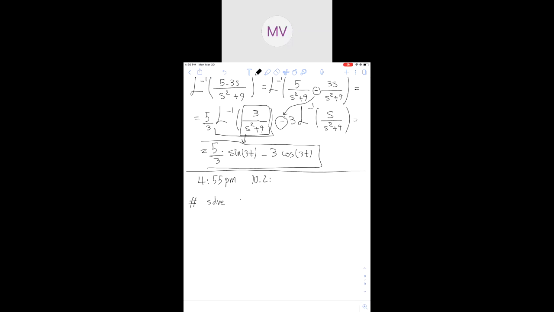So let's solve x double prime plus 9x equals 0. And there are initial conditions given. X of 0 equals 3 and x prime of 0 equals 4.